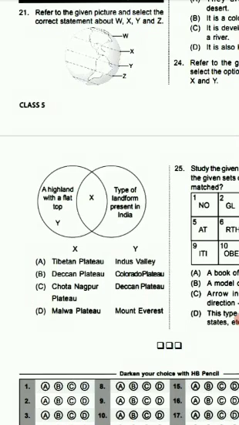Now let us see the 25th question. Study the given word chop table. Which of the given set of boxes are not correctly matched? There are 4 options. A. A book of maps, that is 5 and 7. Let us see 5 and 7. It's written AT and 7 is LAS. So that becomes atlas.